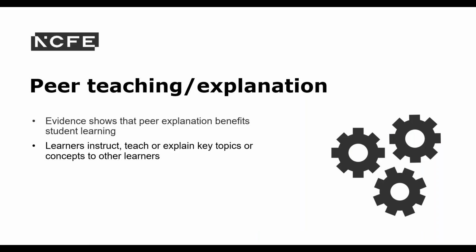A large body of evidence shows that peer explanation benefits student learning. In short, peer teaching or explanation occurs when learners by design teach or explain key concepts or topics to other learners. Peer teaching is one of the best ways to master a particular subject. It is a method of teaching where a learner instructs another learner, wherein the former will be an expert and the latter a novice.